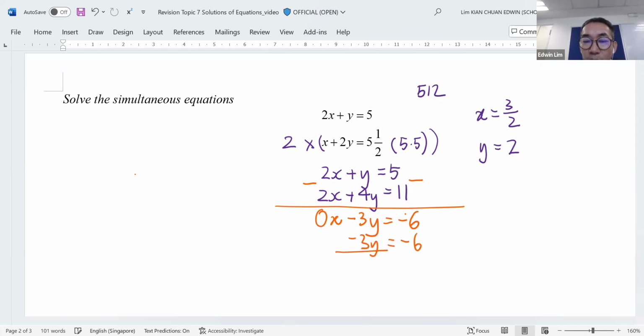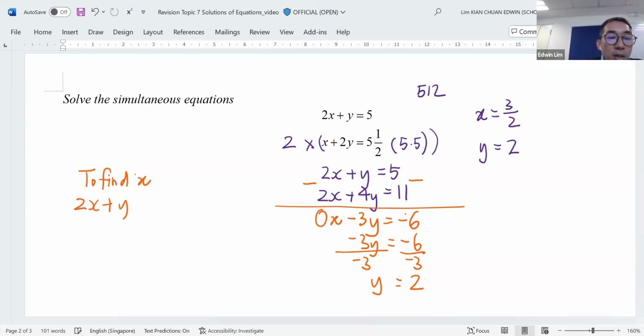How do I get y? I divide by 3, divide by 3. So y equals 2. Right, good. I get the same answer. y equals 2. So now to find my x, I can use any of the equations. All right, I just use 2x plus y equals 5.